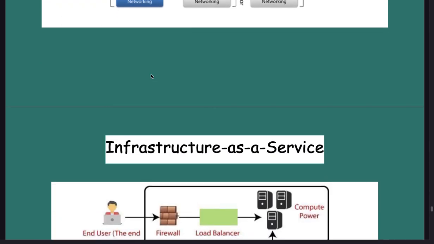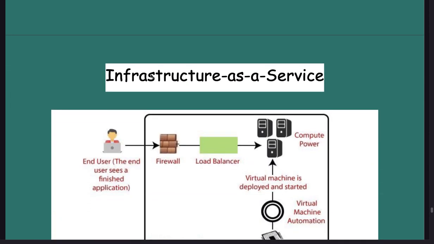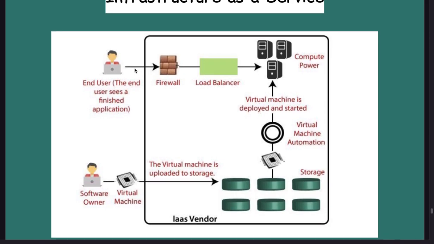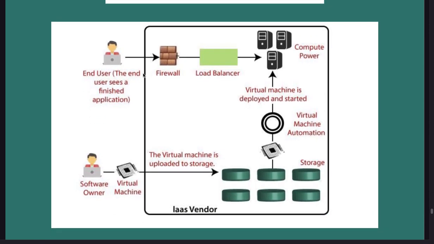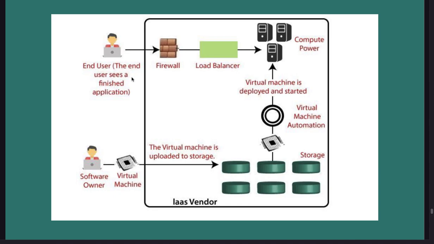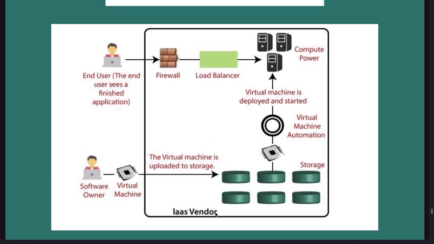Let's start with the first one, infrastructure as a service. This is the picture for infrastructure as a service. Here, starting from the end users and the software owner, I am a developer, so I have software and a virtual machine. From here, the infrastructure as a service vendor will manage my storage. The virtual machine is uploaded on storage, and the storage will be managed by the vendor.